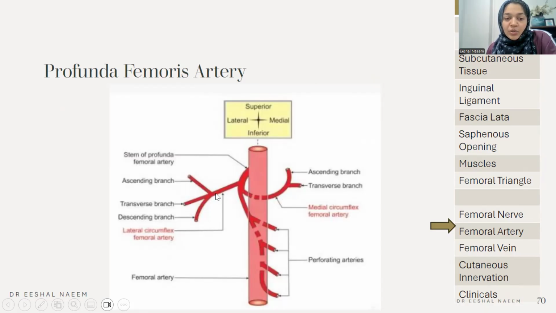The lateral circumflex femoral artery gives an ascending branch, a transverse branch, and a descending branch. The medial circumflex femoral artery gives an ascending branch and a transverse branch, and itself it will end as the fourth perforating artery. So you can see this is the femoral artery, and these are the four perforating arteries.